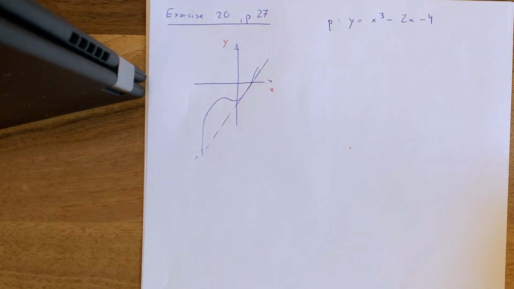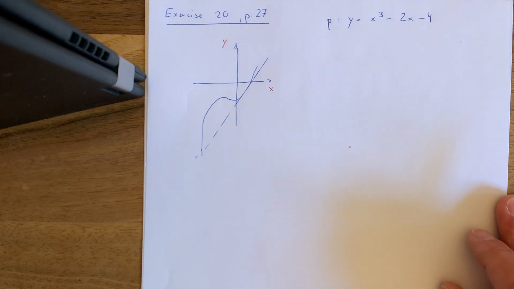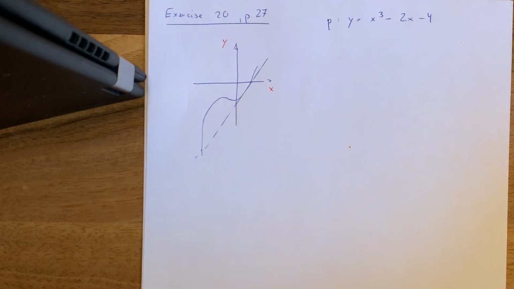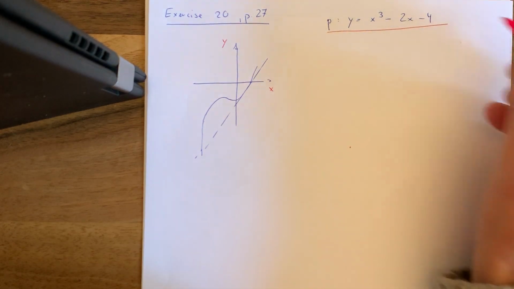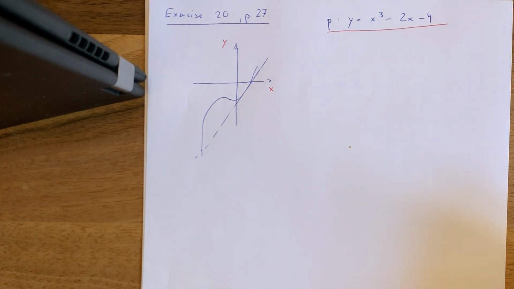So here's a second video about calculating areas with the help of integral calculus. The problem is similar to the one I've explained in my previous video. It's going to be exercise 20 on page 27. Once again, we are dealing with a rather simple function. It's still a polynomial, x to the power of 3 minus 2 times x minus 4.